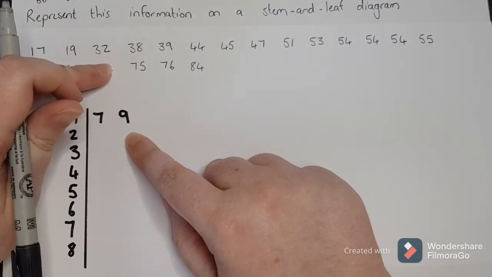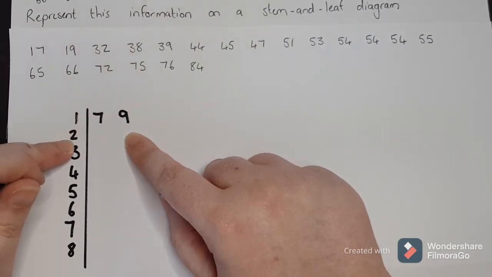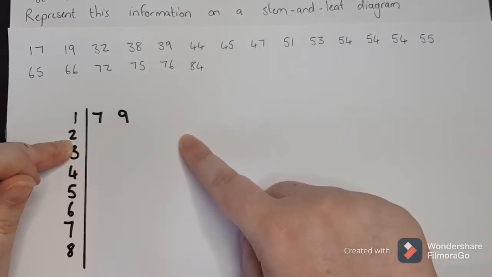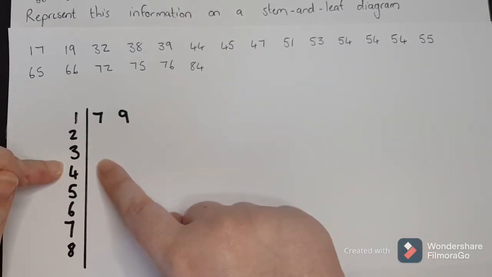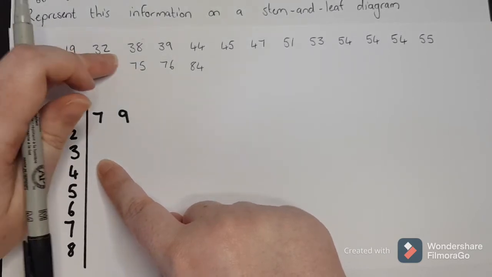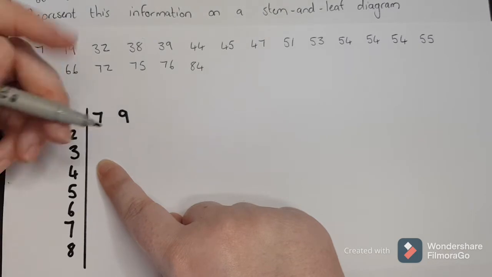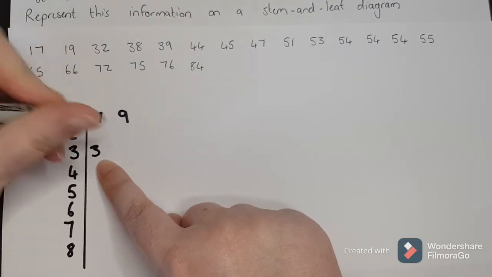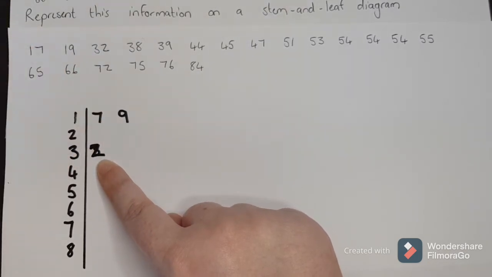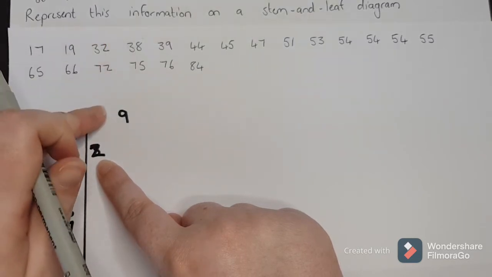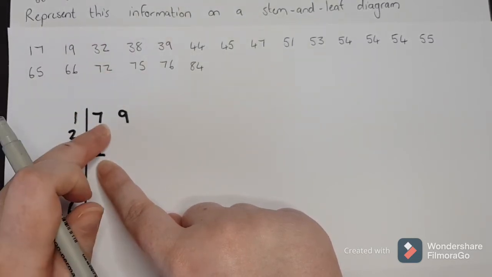Now, the next number is 32. So there are no values there in the 20s. So we leave that line blank, and then we move to number 3. So for the 30s, our first value there is 32. So we've got the 3, and then we write a 2. Okay, that needs to be directly in line with our first number.